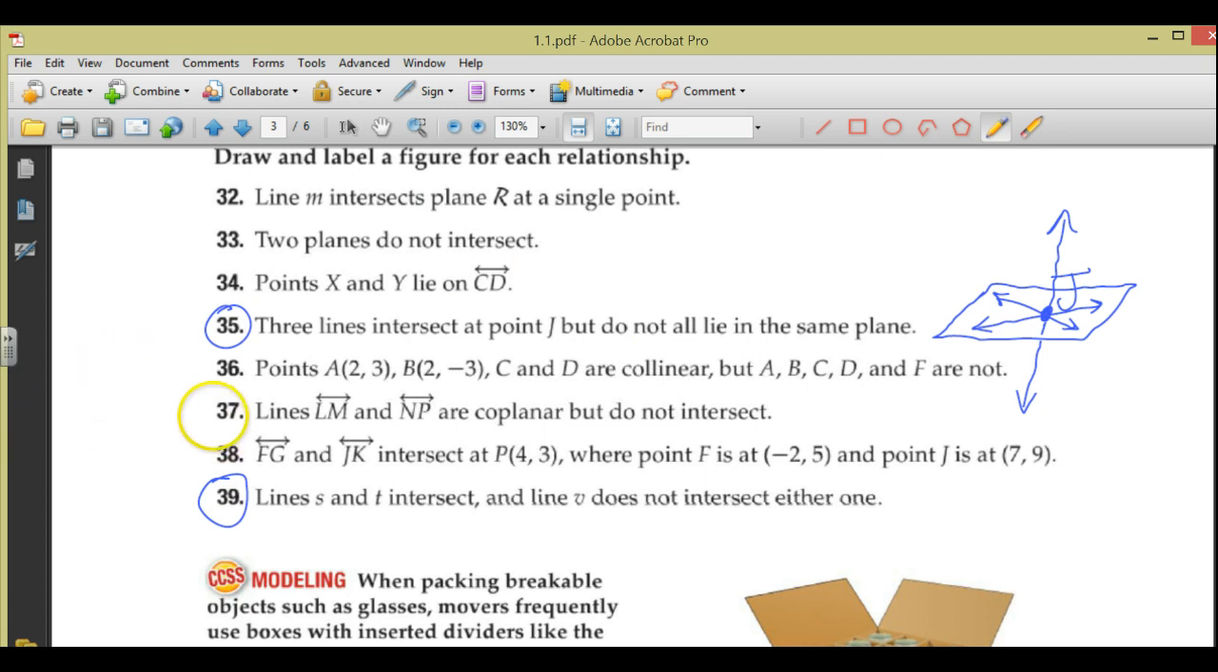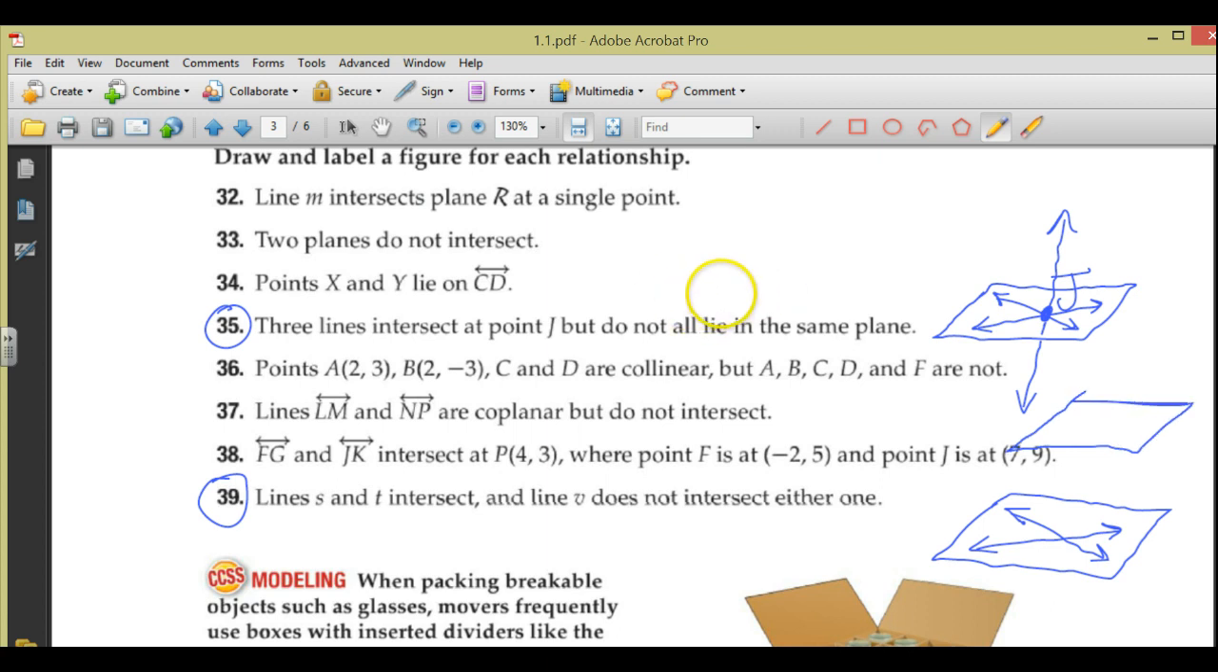For number 39, lines S and T intersect, and line V does not intersect either one. So we can start our diagram out the same way, where we have 2 intersecting lines contained in the plane, and then maybe above that plane we have a parallel plane and a line contained within that plane. So try to imagine that this plane is parallel with this plane, it's above it, it's stacked above it.